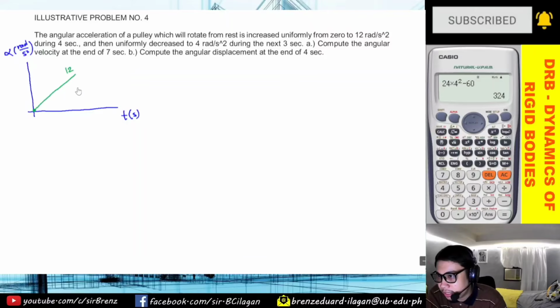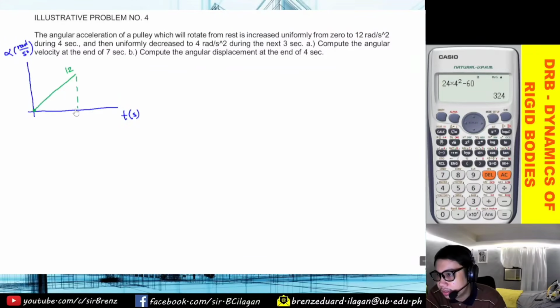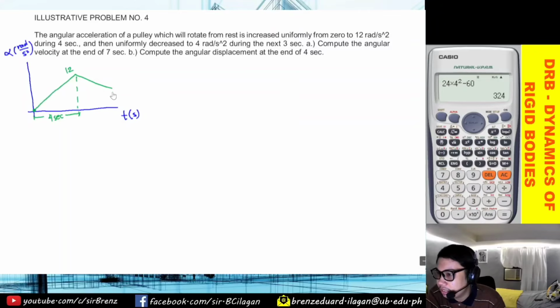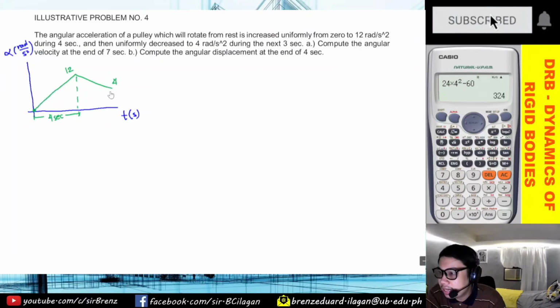So, project ko lang to guys. So, during the 4 seconds. Okay? And then, uniformly decrease to 4 radian per second. So, coming from 12, magiging 4 siya. Ayan. So, still positive value. So, 4 radian per second squared, during the next 3 seconds. Ayan. So, ito ay 3 seconds.